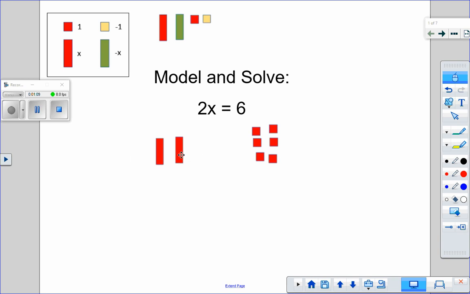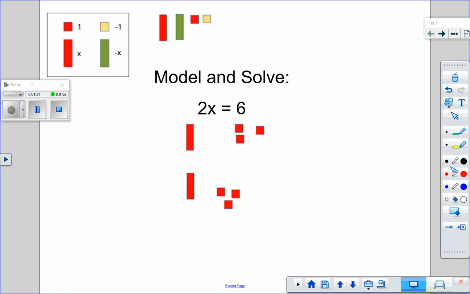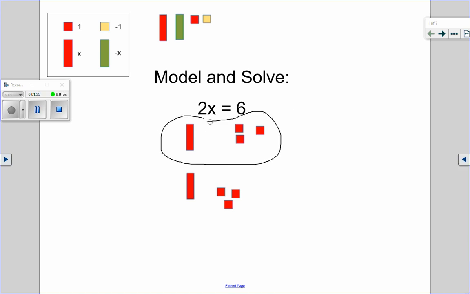because your goal is to get it to 1. You want one of the x's by itself. So I'm going to split them up. And when we split them up, that means you are doing division. So what you need to do is split up the other 6. 1, 2, 3, 4, 5, 6. So now what we realize is that in this section here, we have one of the x's is equal to 3.